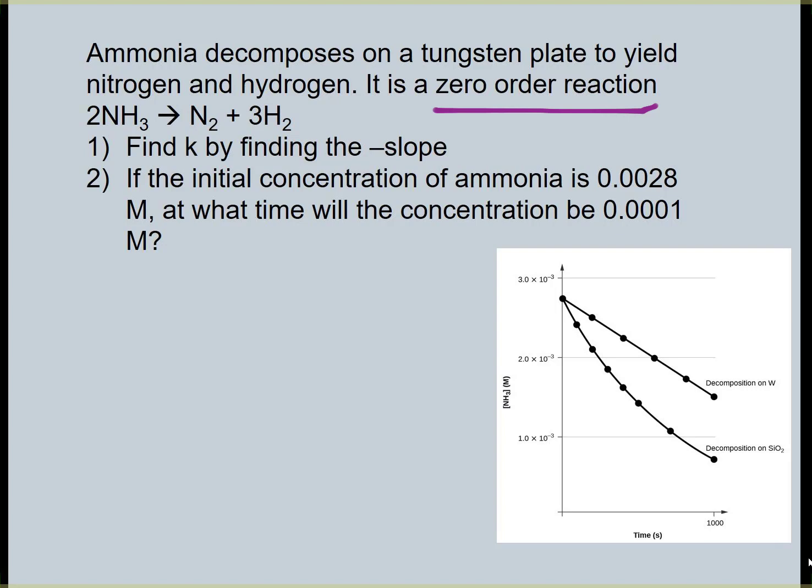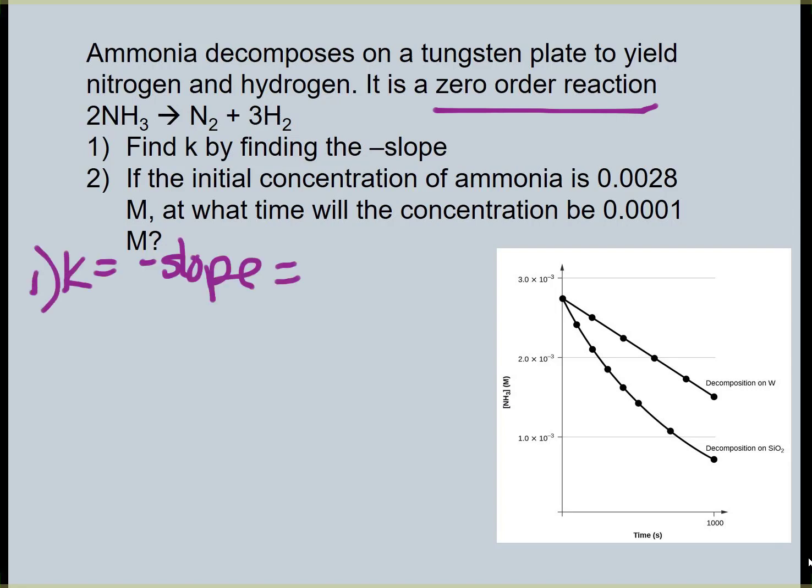So in this problem, we have ammonia decomposing on a tungsten plate to yield nitrogen and hydrogen. And there is a balanced equation, but remember with rates, the coefficients of the balanced equation have nothing to do with the rate law. We can find K by finding the negative slope. And again, this is a zero order reaction, so we would expect there to be a straight line if the concentration is graphed against the time. So let's first find the K by finding the negative slope.